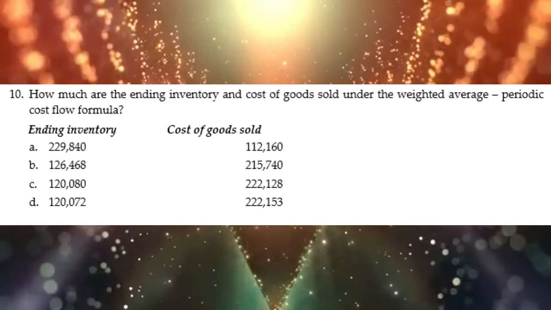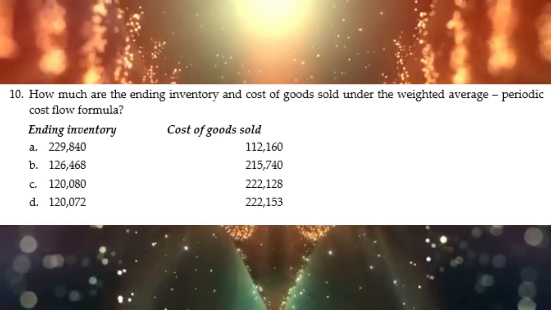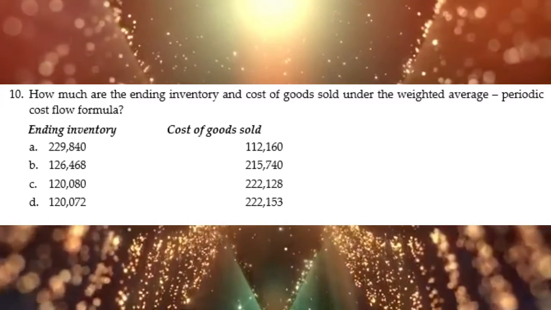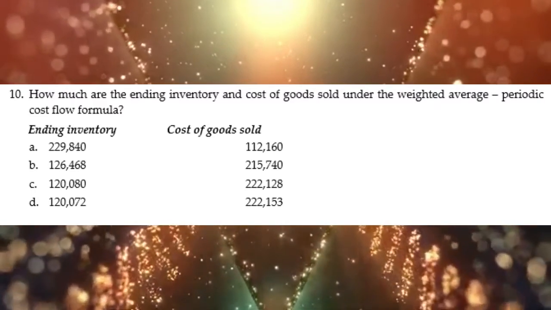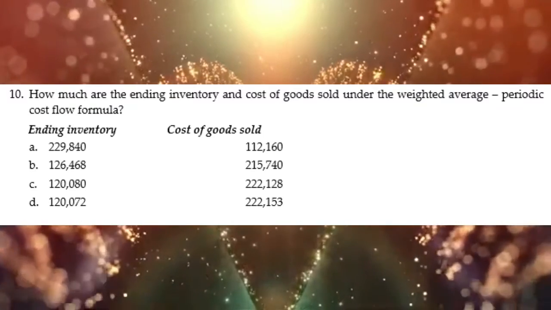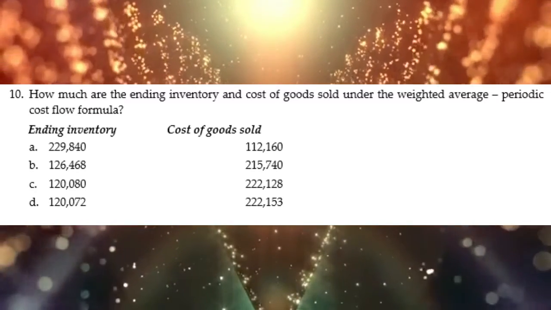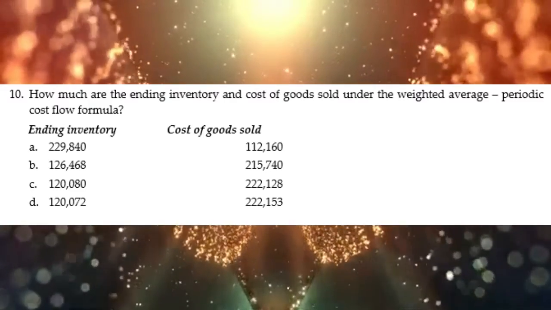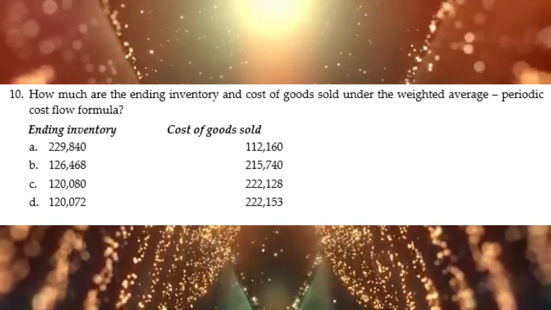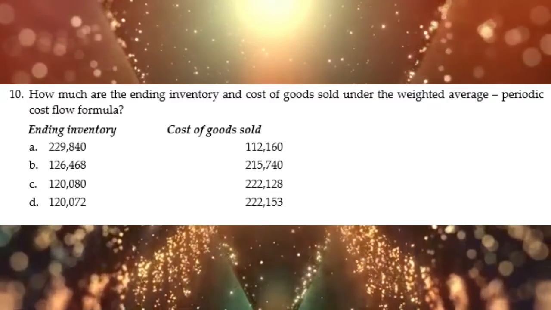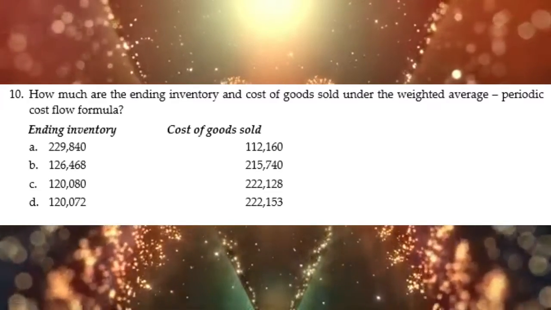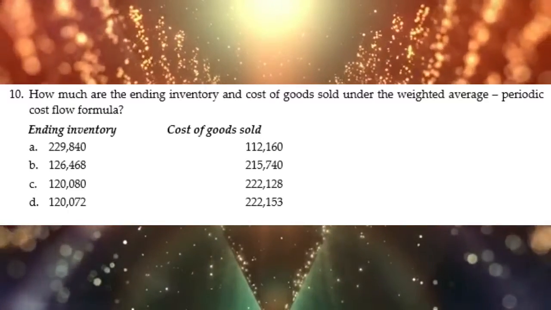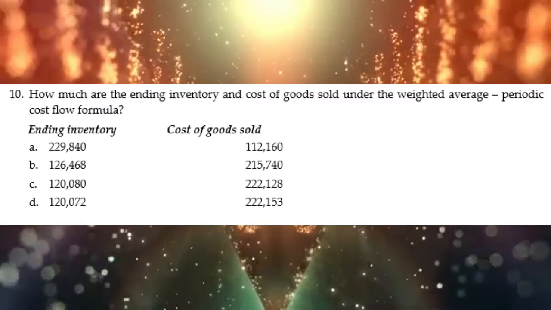A. Its ending inventory is 229,840. Its cost of goods sold is 112,160. Letter B. Its ending inventory is 126,468. Its cost of goods sold is 215,740. Letter C. Its ending inventory is 120,080. Its cost of goods sold is 222,128. Or letter D. Its ending inventory is 120,072. Its cost of goods sold is 222,153.